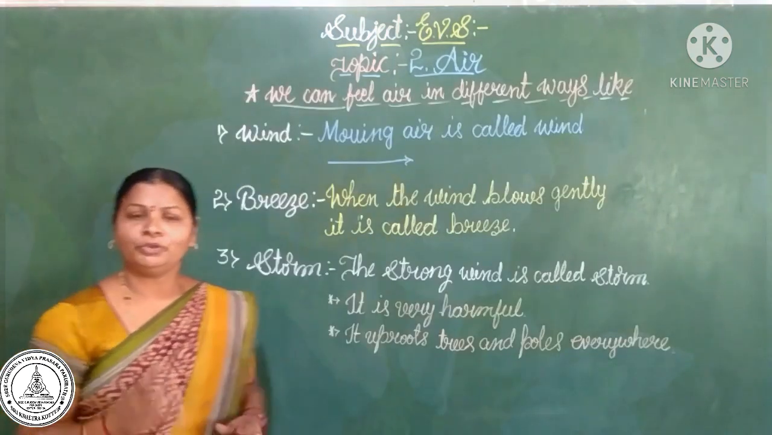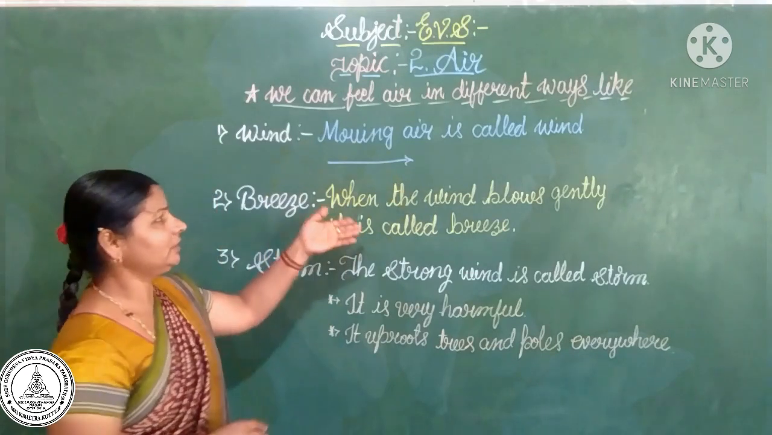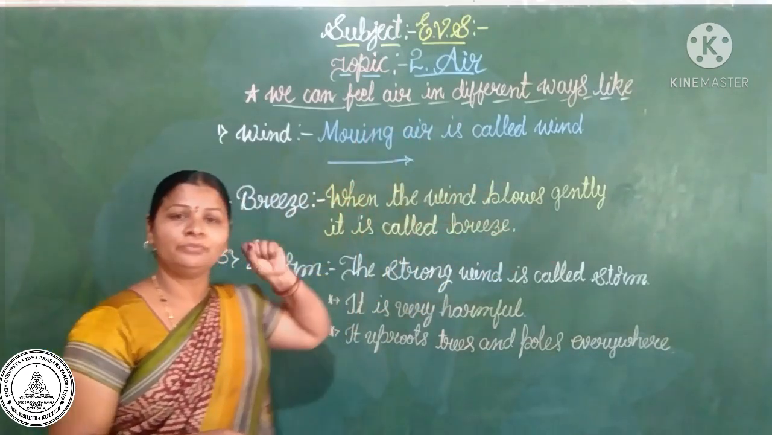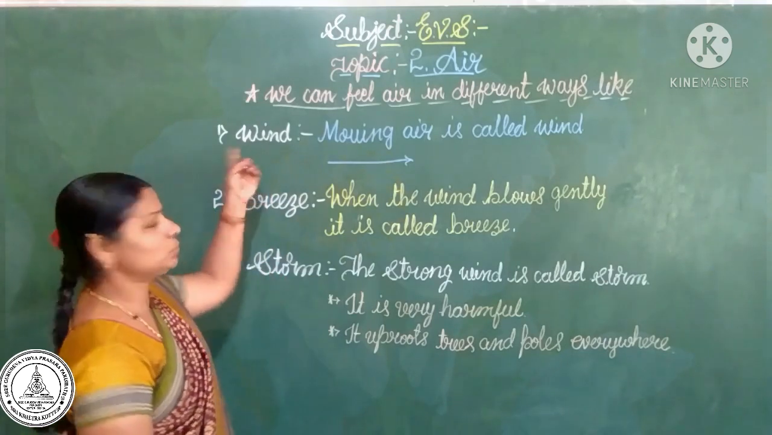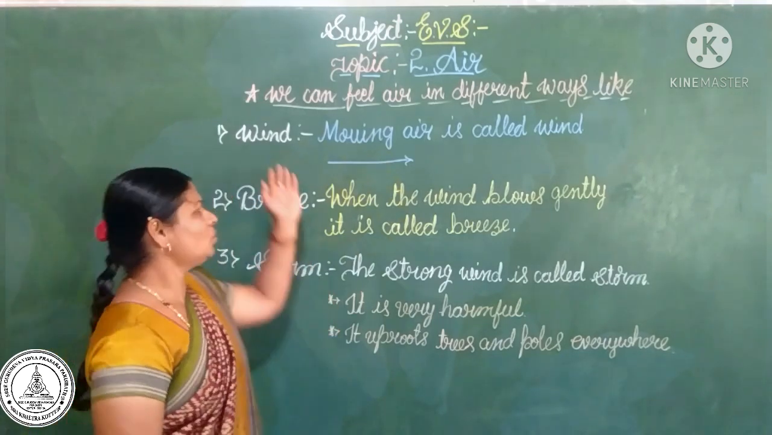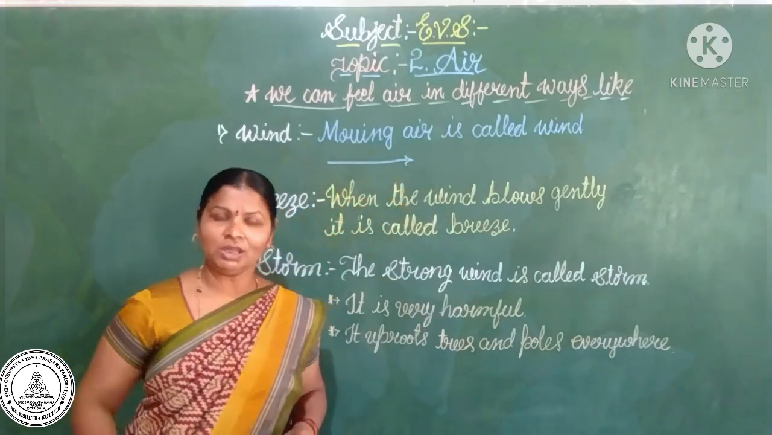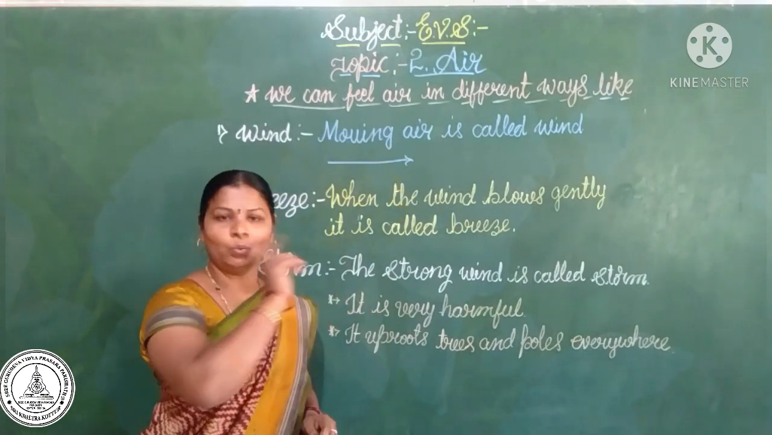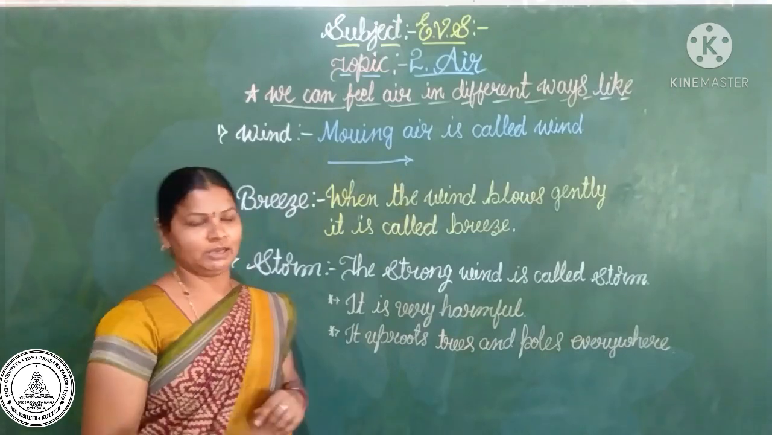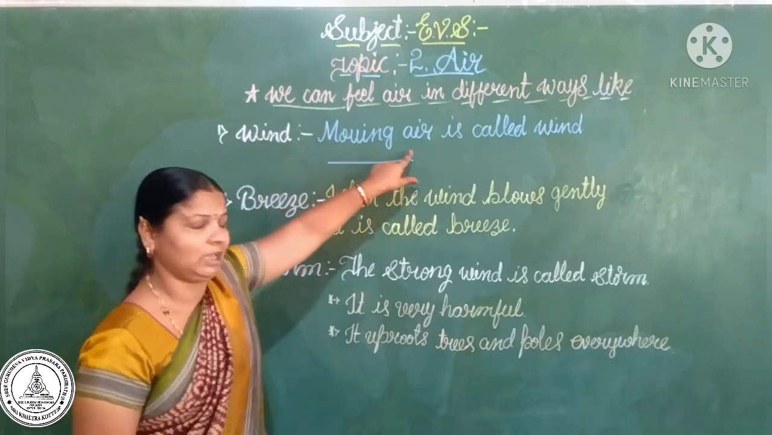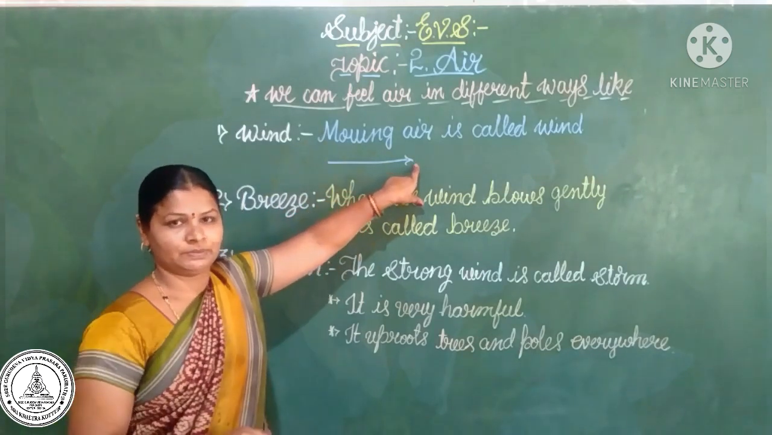Okay, children. If we want to feel the presence of the air, we can feel it in different ways. Which are the different ways we can use to feel the air? The first one is wind. Okay, so what is wind? It means moving air is called wind. Okay, moving air is called wind. So children, this wind blows in one direction. Okay, this moving air blows in one direction or a single direction.